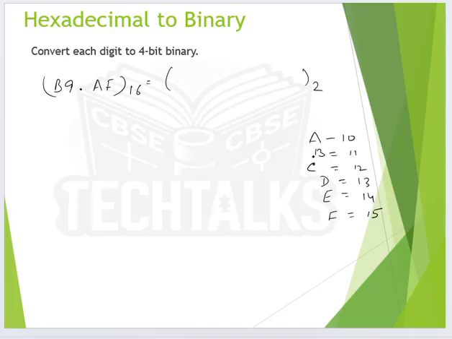Now B, and how to go with 8, 4, 2, 1. How to represent B? 11. How to represent 11? 8 plus 3. It means at the place values of 8, 2 and 1 we will have 1. For the rest we will have 0, so we will have 0 only for the place value of 4. So 1, 0, 1, 1.